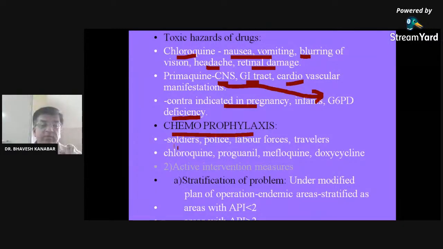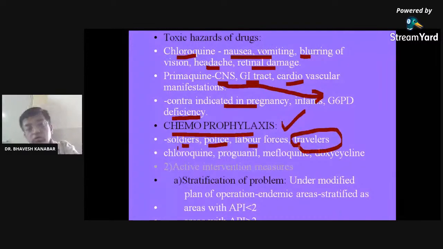Chemoprophylaxis may be given, meaning prophylaxis against malaria, so that malaria cannot happen to soldiers and police. It is theoretically written over here for travelers, particularly foreign travelers. Those who are coming to India, and India is a malaria endemic zone, right? So from America or another country, those who are coming from a non-endemic country to an endemic country, are given chloroquine prophylaxis, weekly doses of chloroquine, so that they do not get malaria.